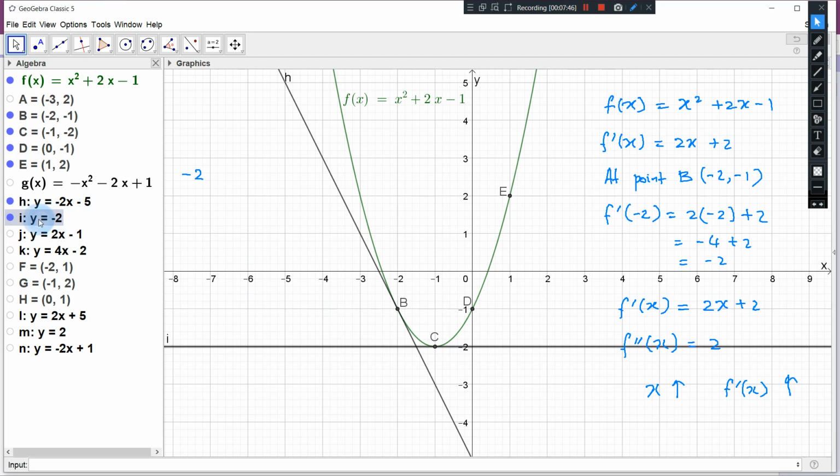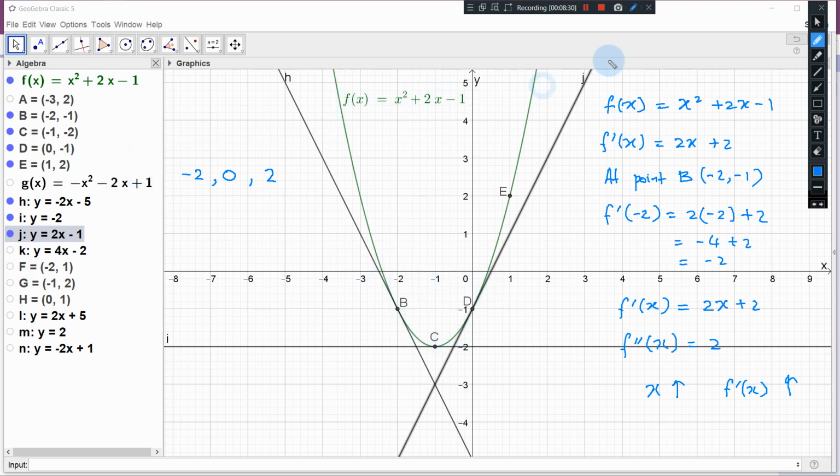Y equal to -2. We don't have x here. It means that y equal to 0x minus 2. So the gradient is 0. Okay, how about at point D? Now from -1 go to 0, the value of x increases 1 unit. The gradient becomes 2. So you will notice that when the x increases 1 unit, the gradient of the tangents increases by 2 units. So the gradient of tangent keeps on increasing, right? So it tells us that this graph is having a minimum point.